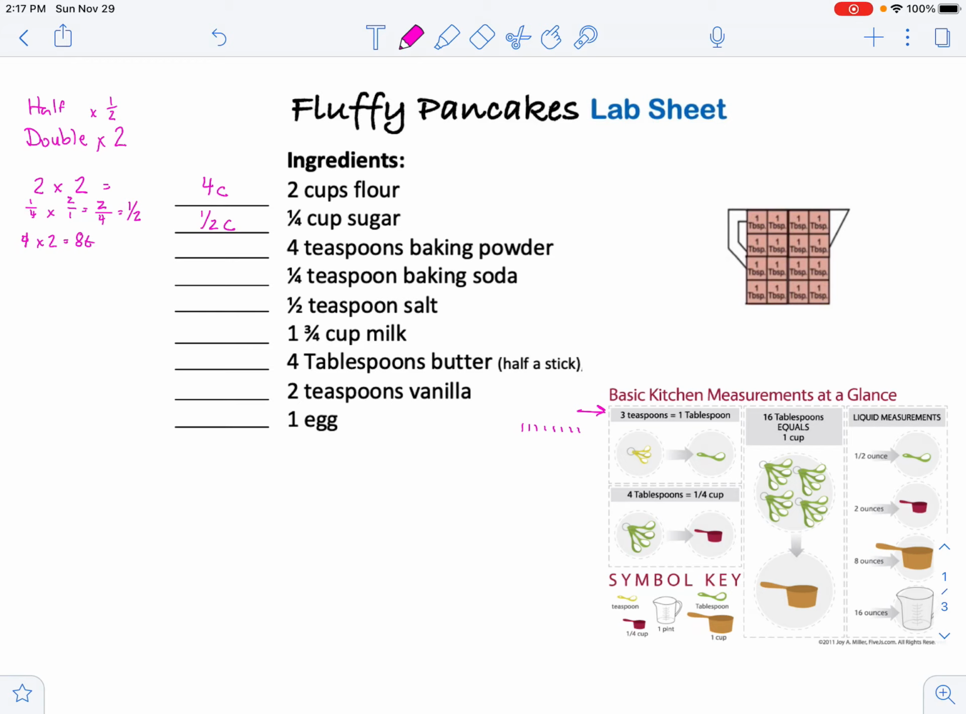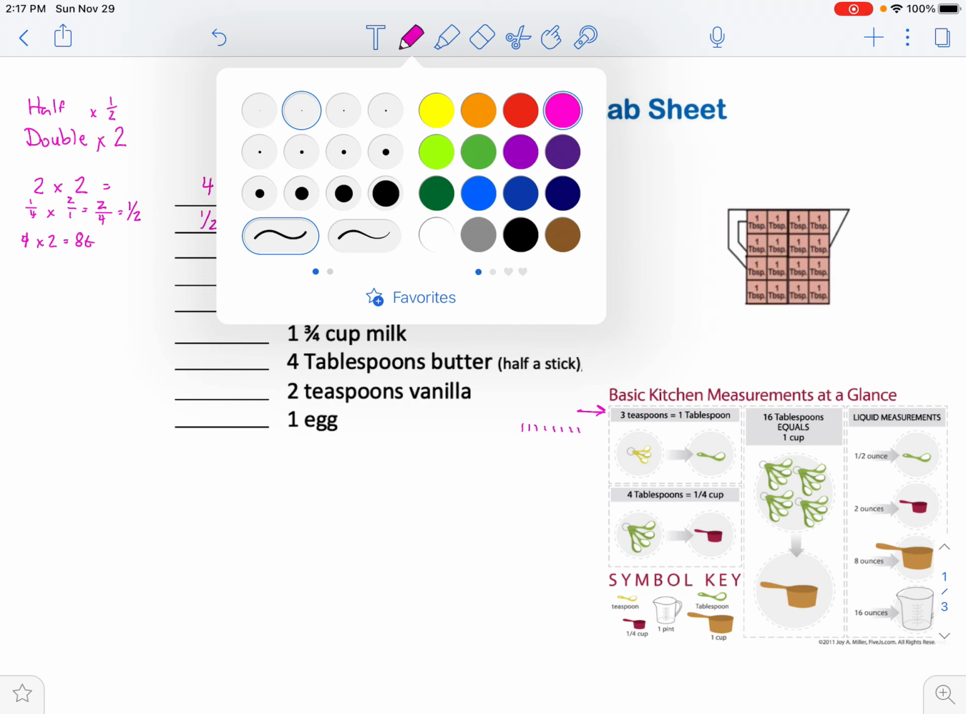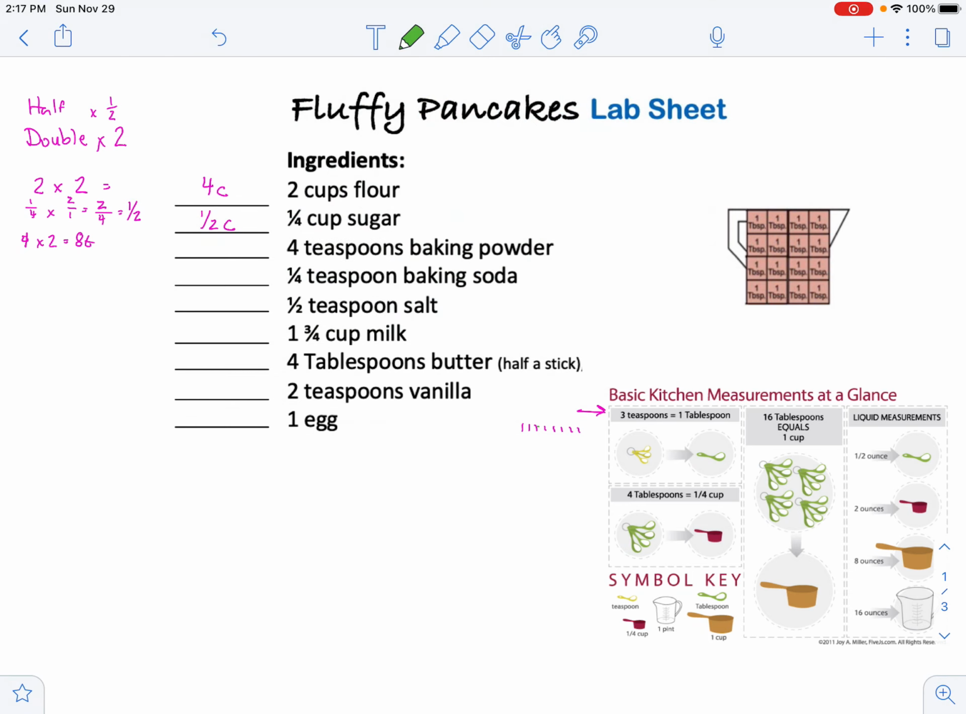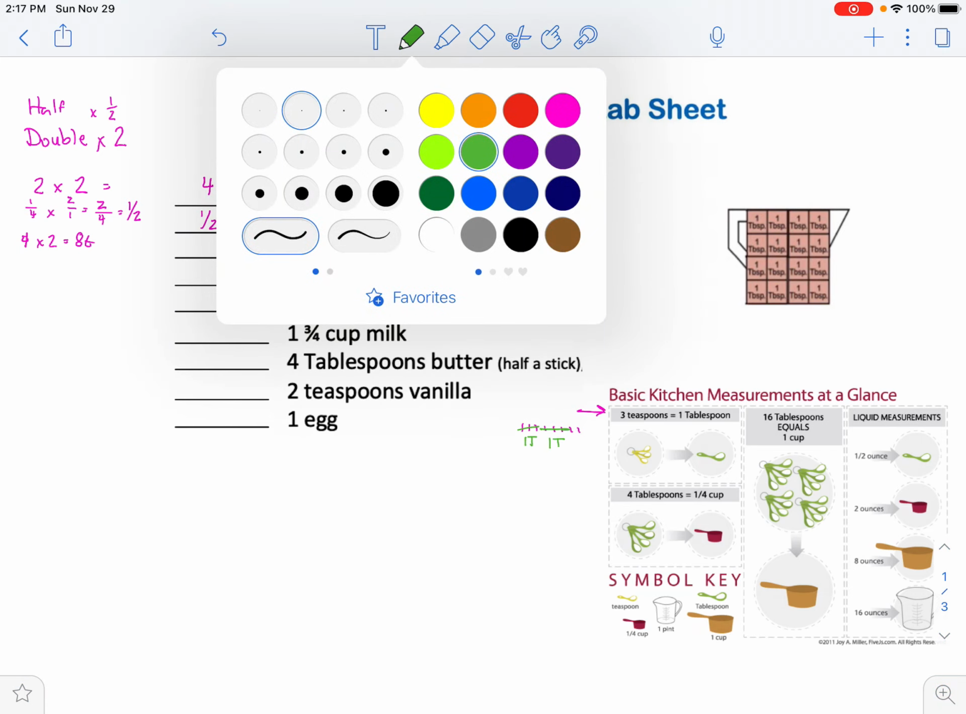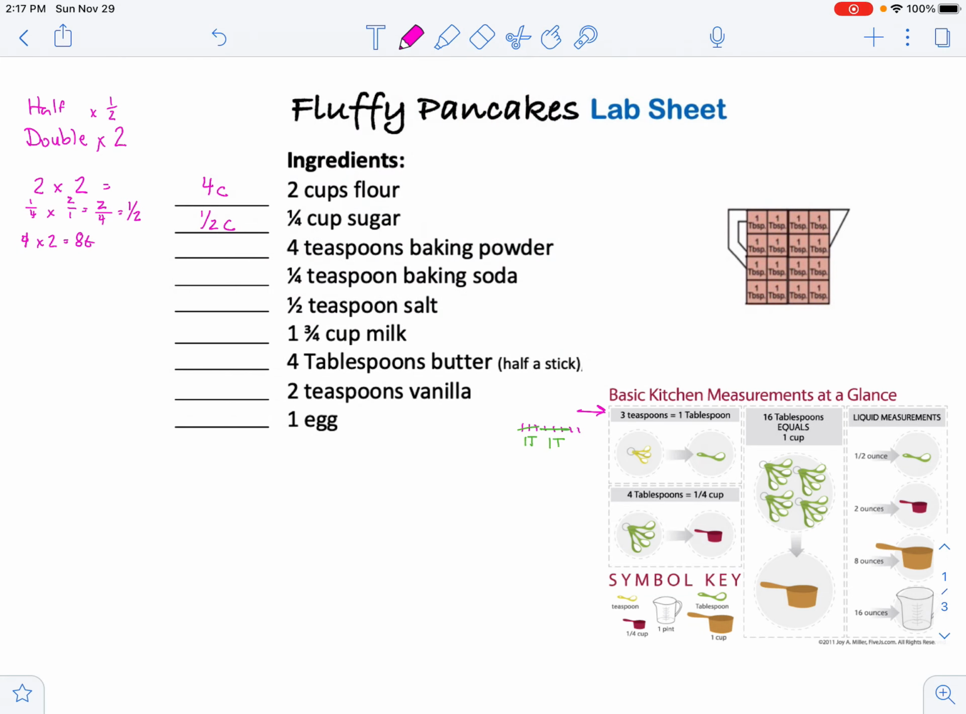And now I want to account for the tablespoons that I can make out of them. So I'm going to change this here. 1, 2, 3, cross those off. That is 1 tablespoon. 1, 2, 3, cross those off. That is another tablespoon. And I'm just left with 2 teaspoons, which doesn't really fit into any of my equivalents. So when I double the amount of baking powder I need, I'm actually going to use 2 tablespoons plus 2 teaspoons.